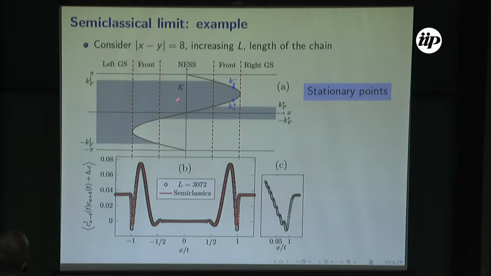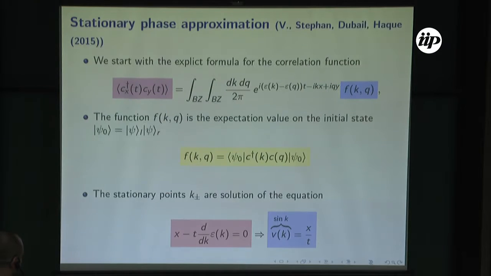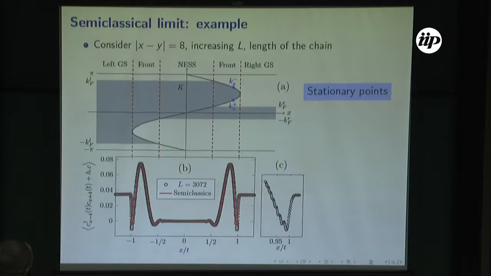So if I plot the stationary points in this plane k, x at fixed t, the stationary points are located at k equal to arccosine of x over t. So t is fixed, and x is moving here. If I look at different values of x, I have different regions where the stationary points contribute to the integral. I also have to remember that the k's which are allowed lie on the Fermi sea on the right, for example minus kF right and kF right, and on the Fermi sea on the left, kF left and minus kF left.